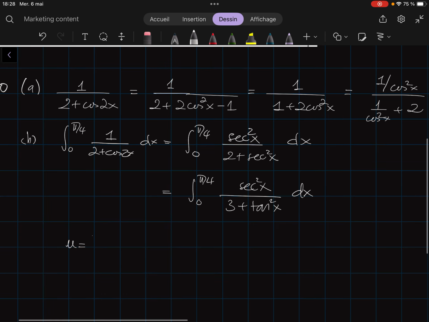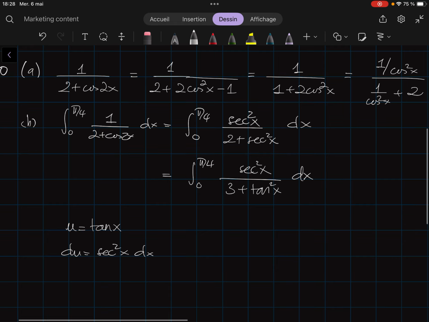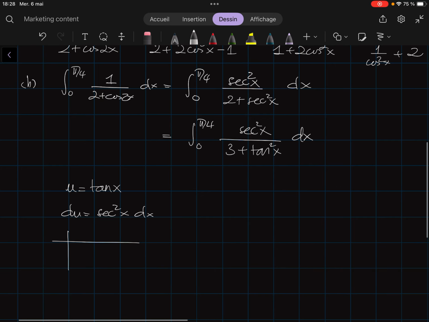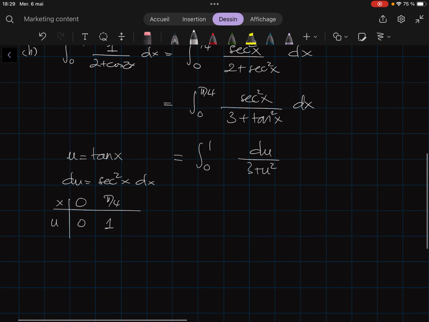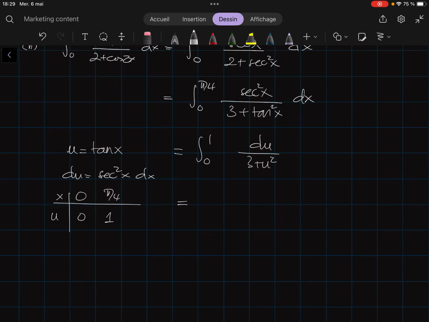So now we can use the substitution. When you change variables, do not forget to change the bounds. So this becomes the integral from 0 to 1 of 1 over 3 plus u squared du. This should ring a bell. This is the integral of arctan of something. How do we know what that something is?